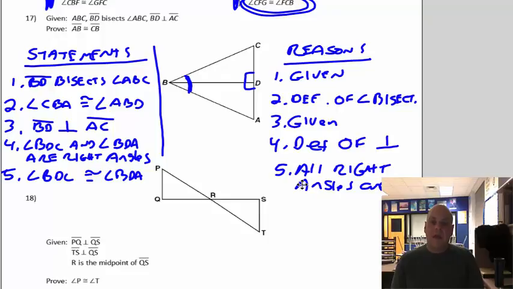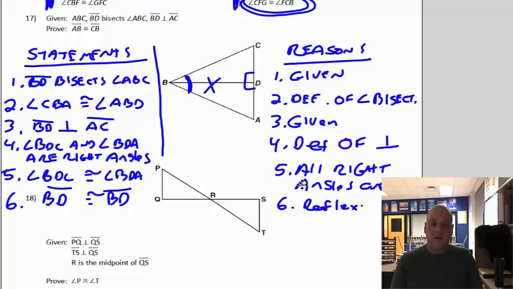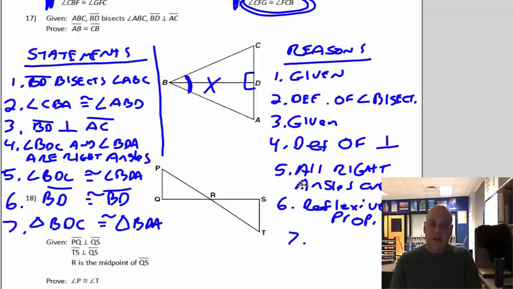Then I'll erase this. I'm just going to write over this, and then I'll erase it for the next one. Now we just need the shared side there. So I think you guys got that one. BD is congruent to BD, and that's going to be the reflexive property. Then I have the triangles are congruent. Triangle BDC is congruent to triangle BDA, and that's by angle side angle.